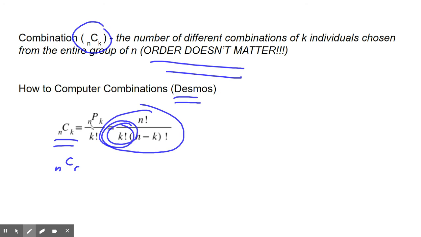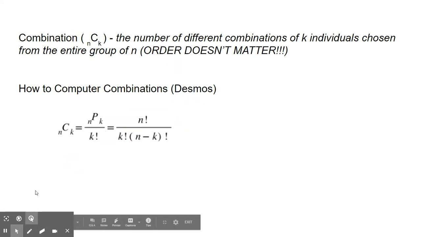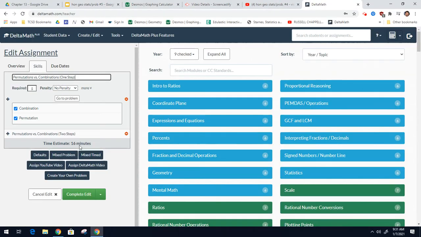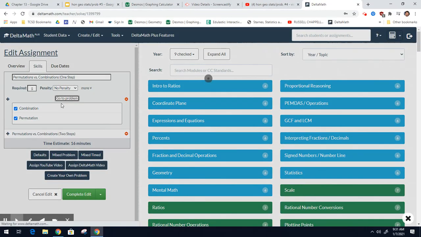Okay, so again, when you're doing these problems, you have to ask yourself, does order matter or does order not matter? And we'll try to do some examples to kind of give you an idea of how to choose the correct answer to that question. Okay, so let's look at a problem here.